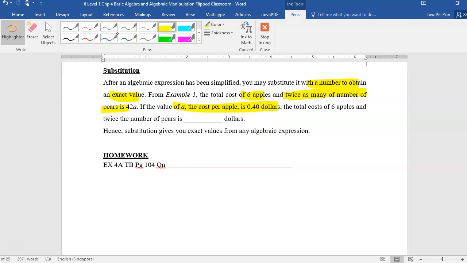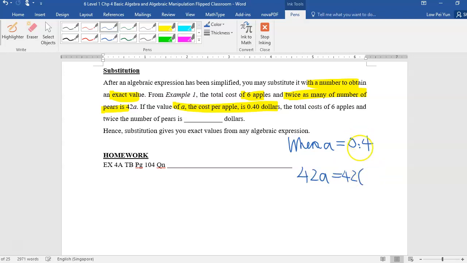I remember we have 42a. Let's do some working. 42a, substituting a. Oh, this is too unacceptable. Let me rewrite this again. When a is 40 cents, 0.4, let me use 0.4, then 42a is going to be 42.